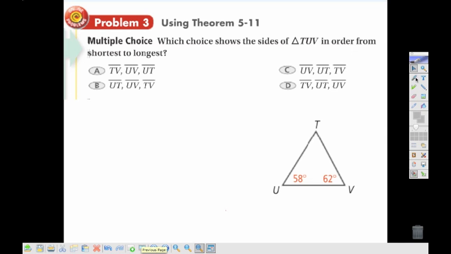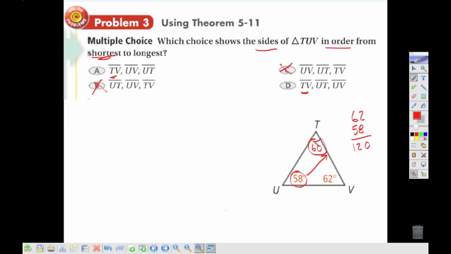In this next problem, we're asked to put the sides in order from shortest to longest. So what we want to do is look at the angles. Now to do that, we first need to find our third angle. Just remember our angles add up to 180 degrees. So if we look at 62 and 58, that gives us 120, and that means the third angle would have to be 60 degrees. So if we're wanting them in order from shortest to longest, let's look first at our smallest angle. The shortest side would be across from that. So we're looking at TV, which means we can go ahead and cross off B and C.